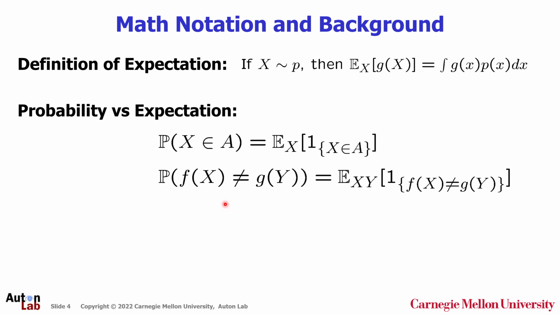Let f and g be two functions. Then the probability that f(x) is not g(y) equals the expected value of the indicator function of the event that f(x) is not g(y). As you can see here, in the subscript I denoted x and y as the two random variables. And we need to take expectation with respect to the joint distribution of these random variables.